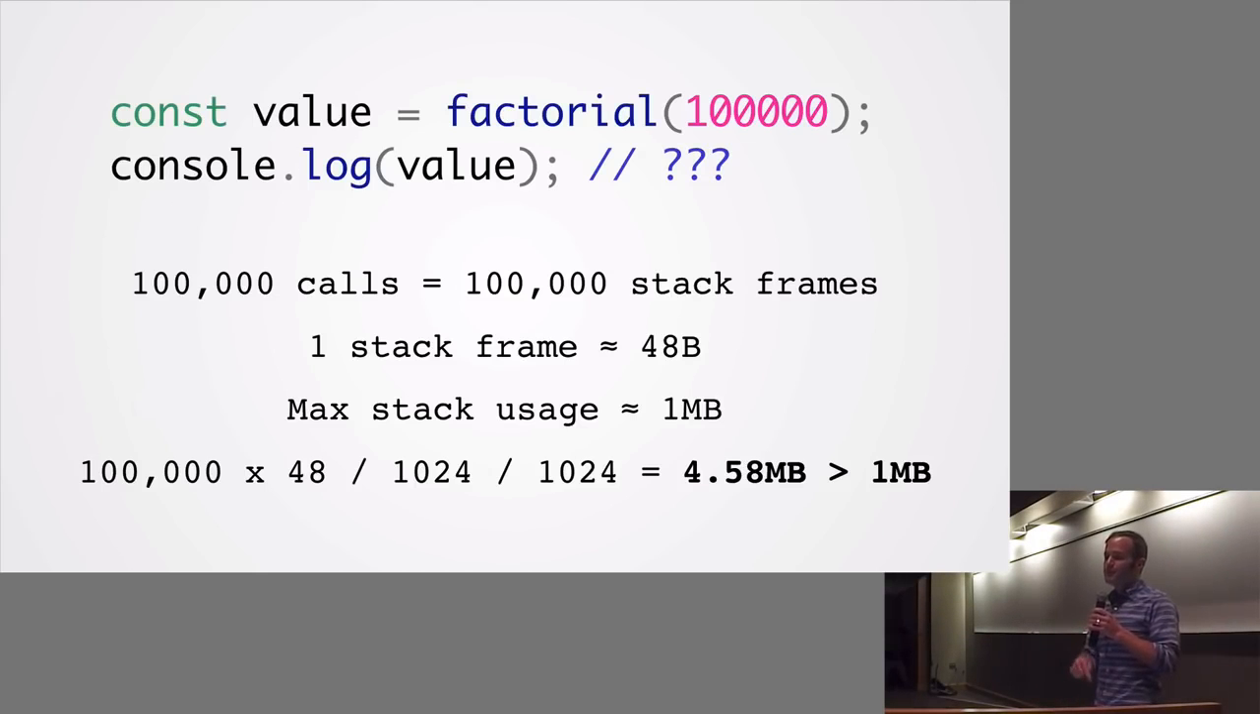But what happens when we do factorial of 100,000? The stack grew O of n. So 100,000 calls means 100,000 stack frames. Depending on what environment you're in, when I did some of these calculations, it was an older version of Node, but at that time, a stack frame was usually around 48 bytes. The max your call stack could grow would be around a megabyte, a little less than that. So 100,000 times 48, converting that into megabytes, we attempt to use 4.58 megabytes. And we were limited to less than a megabyte. So that's why we got this particular error. So does that mean we can't solve this particular issue with recursion? Not necessarily.